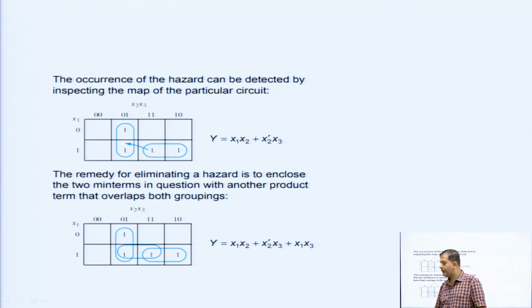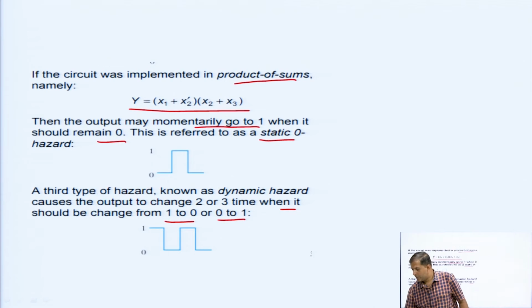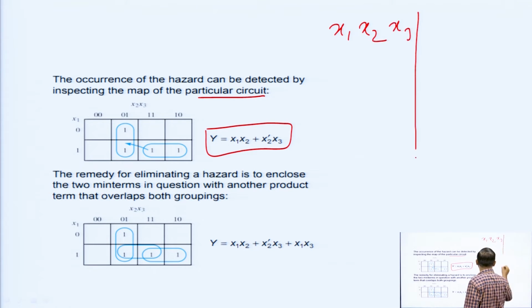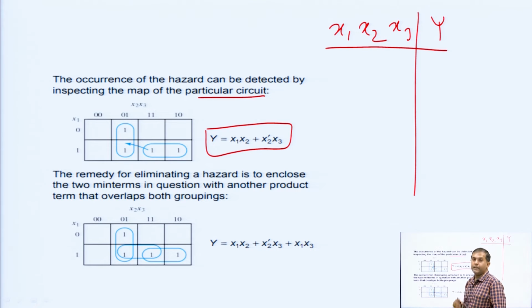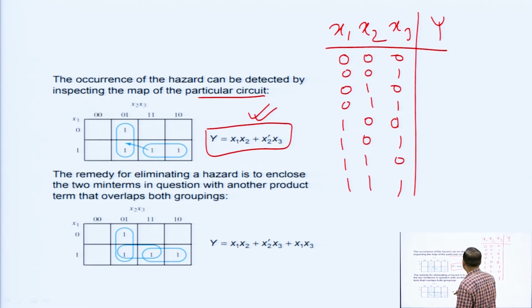Now we can discuss further. The occurrence of the hazard can be detected by inspecting the map of the particular circuit. Okay. We have taken this value, x1 x2 + x2 bar x3. Now, if we put the x1 x2 x3 combinations, how many combinations for 3 variables? Total 8: 000, 001, 010, 011, 100, 101, 110 and 111. If we put these in this equation, we will get the values here.